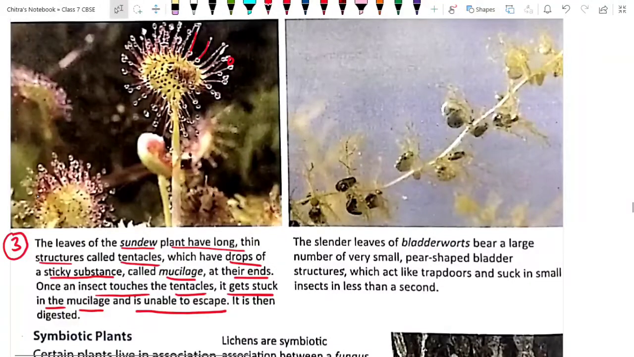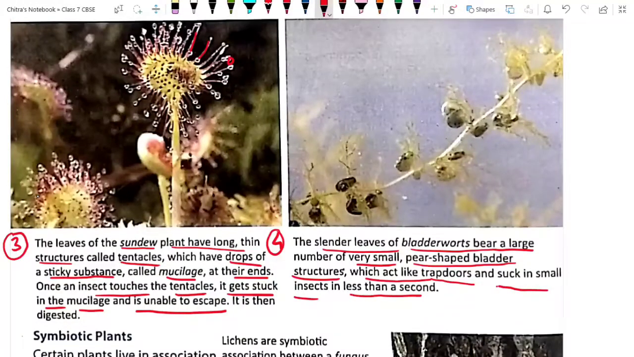Now, the fourth example here. The slender leaves of the bladderworts bear a large number of very small pear-shaped bladders. These are nothing but bladder-like structures, like containers. The bladder-like structures act like trap doors and suck in the small insect in less than a second. So when an insect passes through here and sits on them, they trap that insect and digest it very fast. So this is all about the insectivorous plants. I will show you the video also.